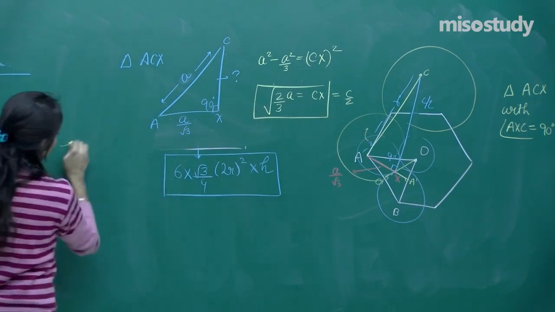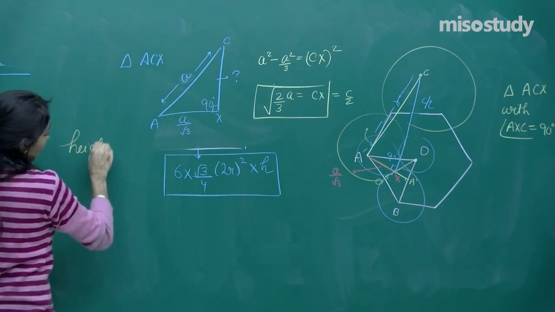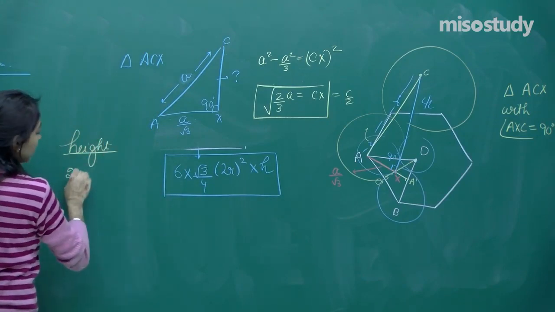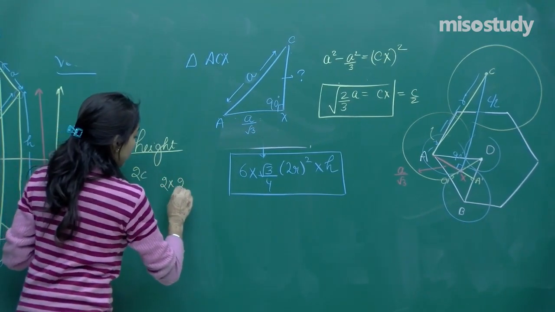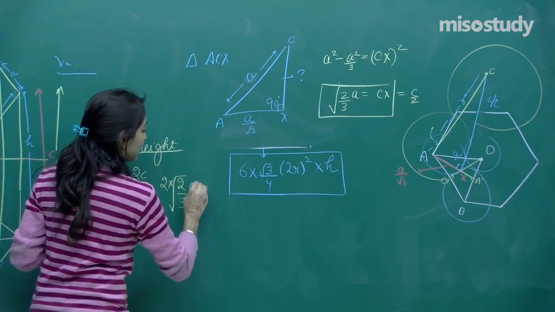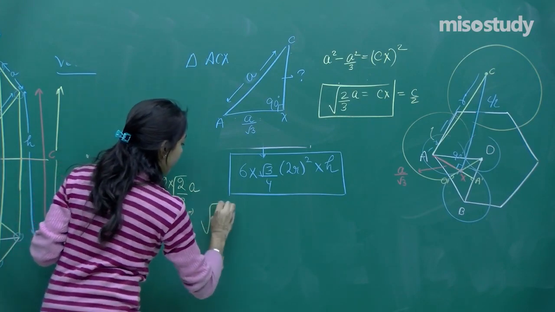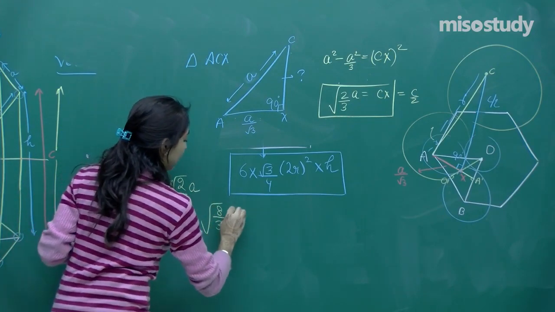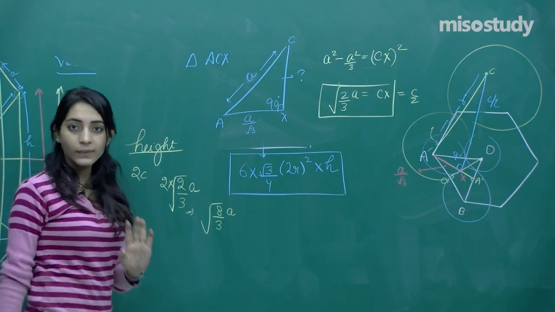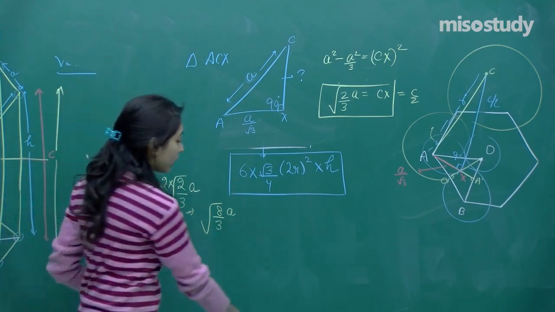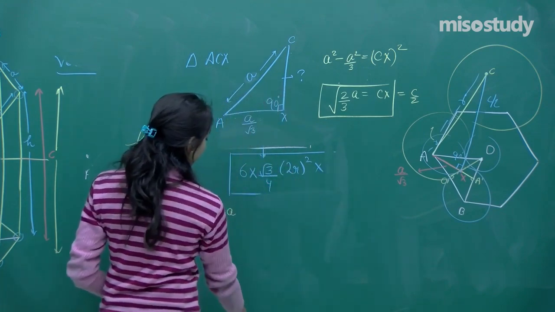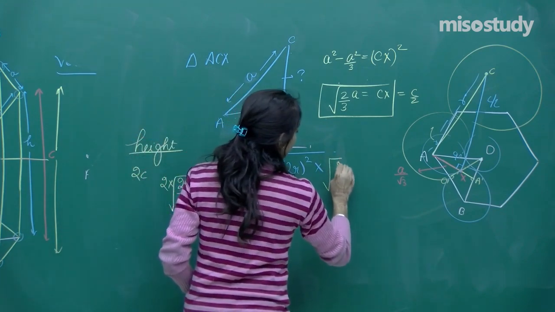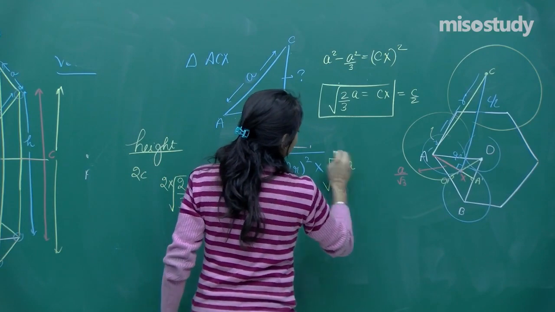So what should be the final height? The final height will be 2 times C. And what is 2 times C? It should be 2 times under root 2 by 3 times A, which is nothing but under root 8 by 3 times A. Finally, we got the value of height as H, and now I can substitute the value. So this will be under root 8 by 3 times A.